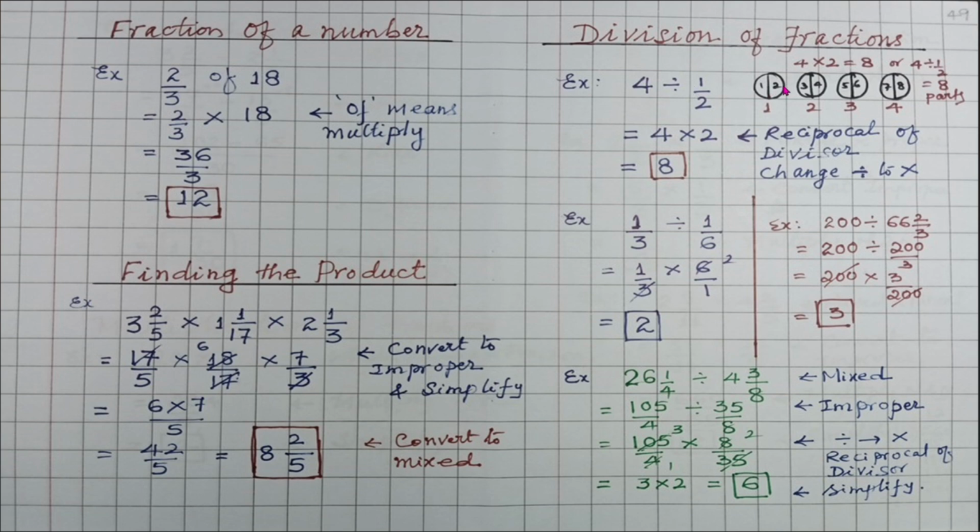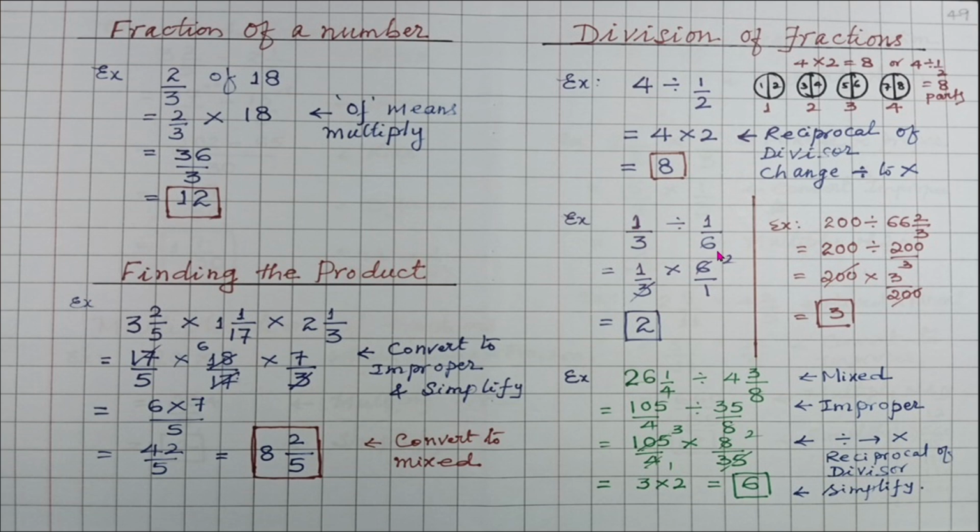Now what exactly it means is there are 4 values, divide them into two parts each, it becomes 8 parts. So one whole is divided into 2 parts, the second whole is divided into 2 parts. So that means there are 4 whole values, they are each divided into two parts, that becomes 8. That means 4 divided by half becomes 4 into 2, and that is 8. This is how geometrically we can explain it. So remember that whenever you are asked to divide a number, we have to take the reciprocal of the divisor and change the sign from division to multiplication, and multiply, we get the answer.